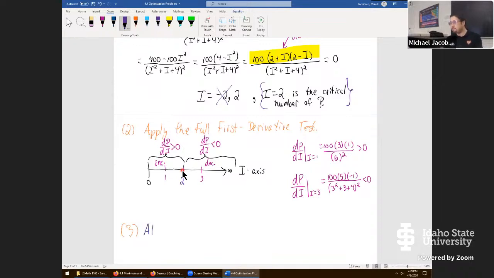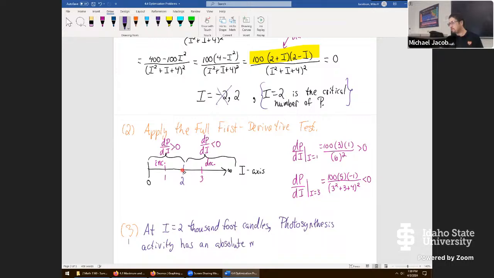So we'll say at I equals 2,000 foot candles, photosynthesis activity. It's for those phytoplankton, but we don't have to make a huge conclusion. Let's just keep it terse. This photosynthesis activity has an absolute maximum. Or we could have just said at I equals 2, photosynthesis is maximized. I think it's fun to emphasize we found an absolute maximum altogether.